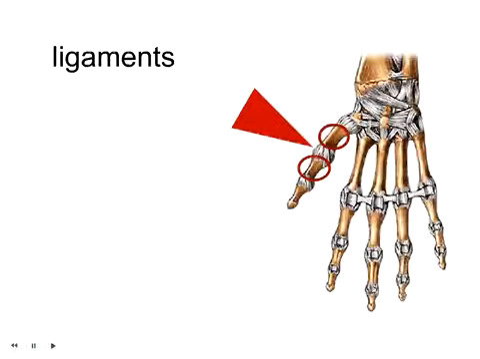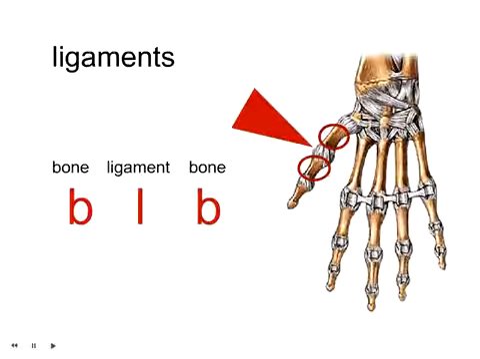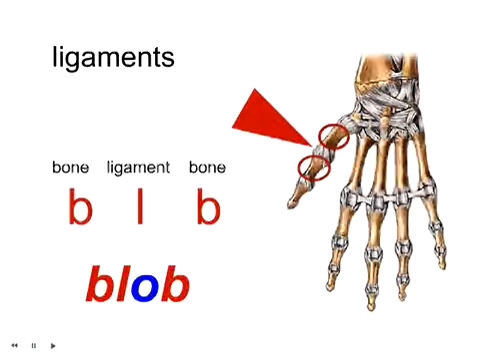Now, one way you could try and remember that is you've got a bone, then you've got a ligament, and then you've got another bone. And that sort of looks like the word blob. Okay, so bone, ligament, bone sort of spells blob.